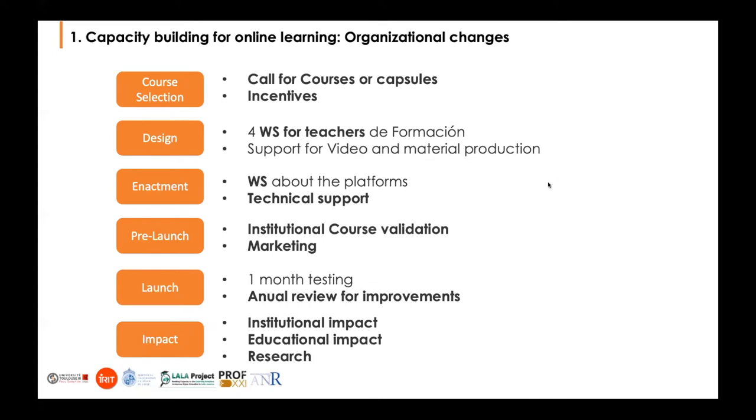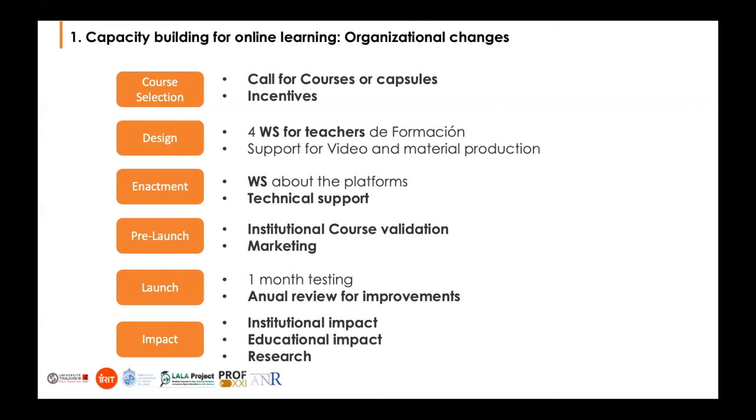Then we gave support for the design process, in which teachers participated in different workshops. Then we gave some support also for learning about the platforms and how to upload that material, et cetera. Then we did a pre-launch process in which different teachers were involved in validating the different courses. And then we launched the course and we tested it before making it open to everyone.